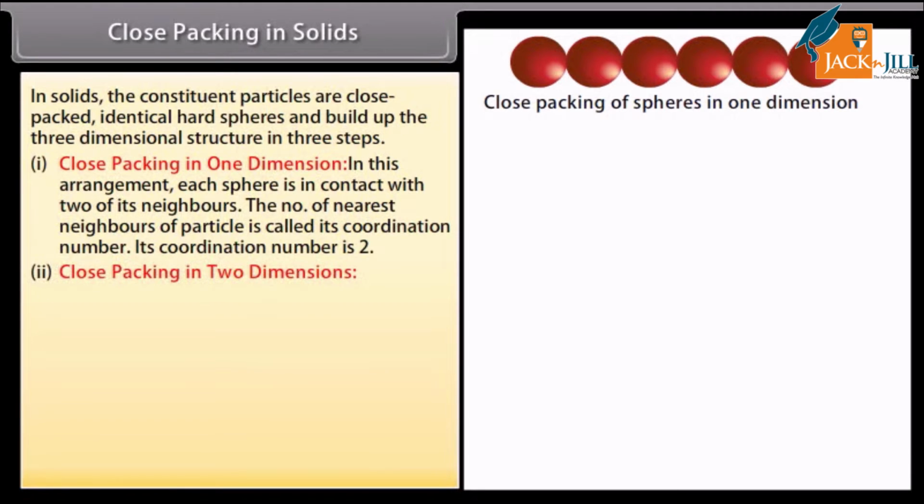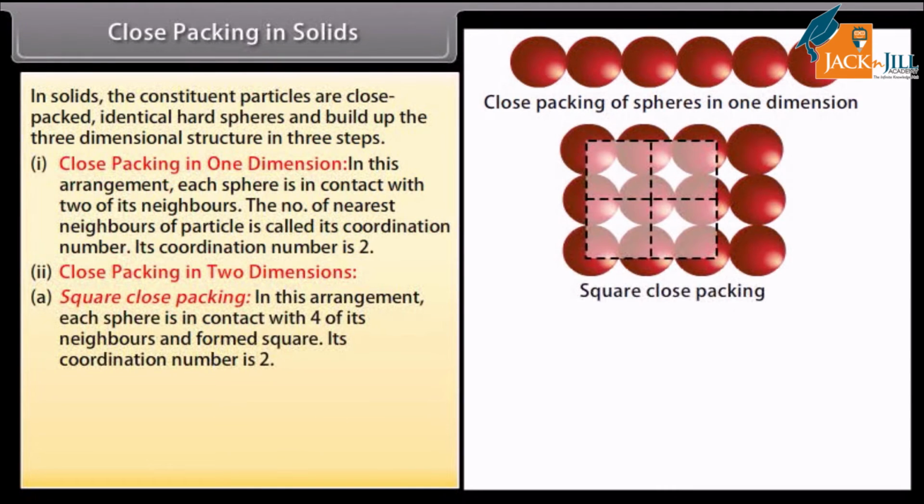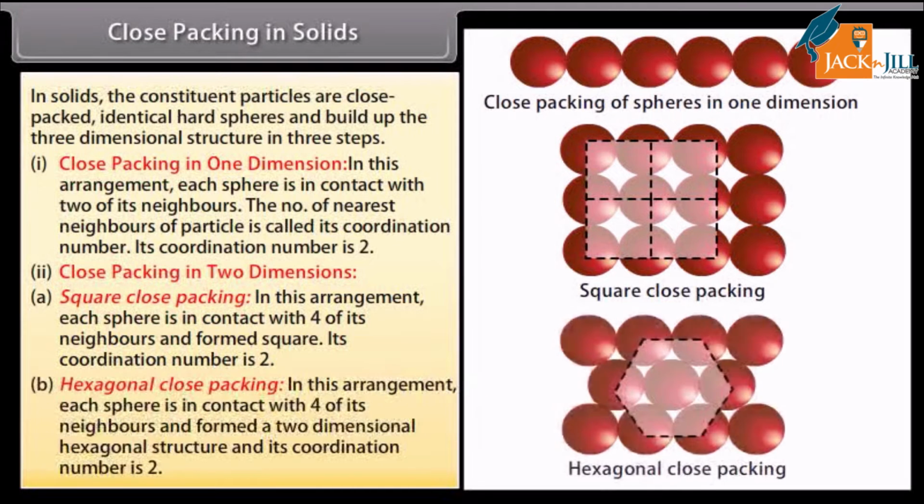2. Close packing in 2 dimensions. A. Square close packing. In this arrangement, each sphere is in contact with 4 of its neighbors and forms a square. Its coordination number is 4. B. Hexagonal close packing. In this arrangement, each sphere is in contact with 6 of its neighbors and forms a 2-dimensional hexagonal structure, and its coordination number is 6.